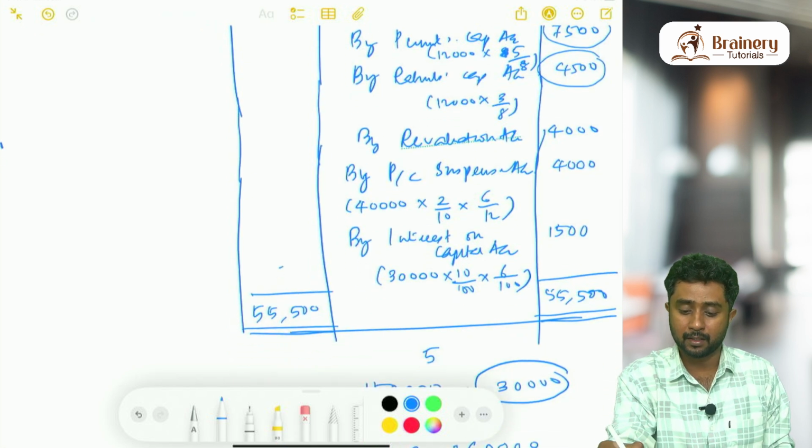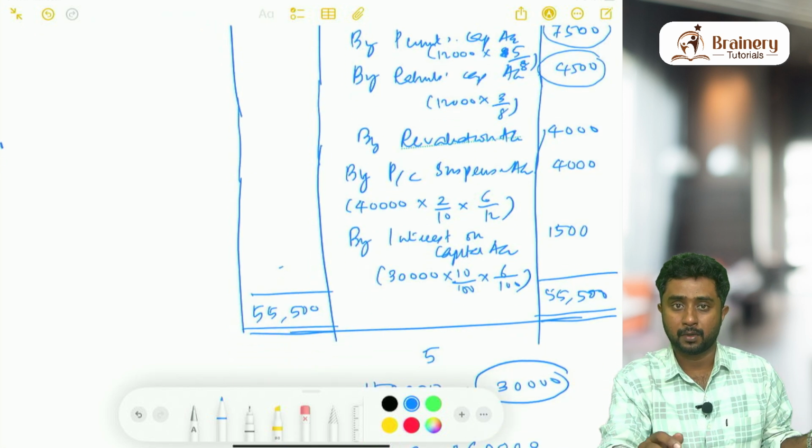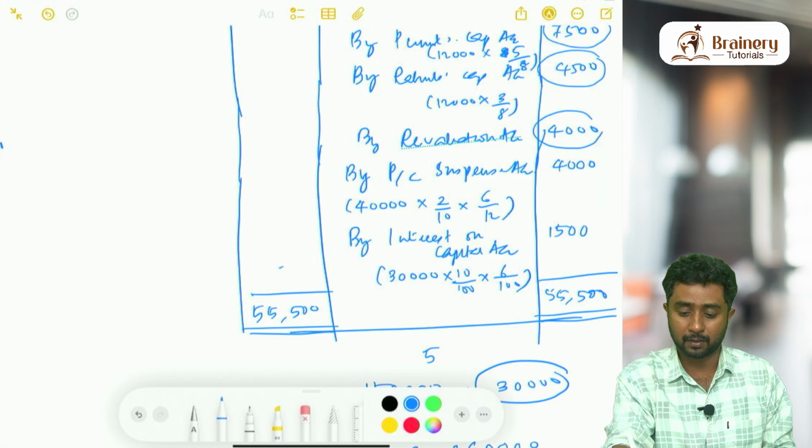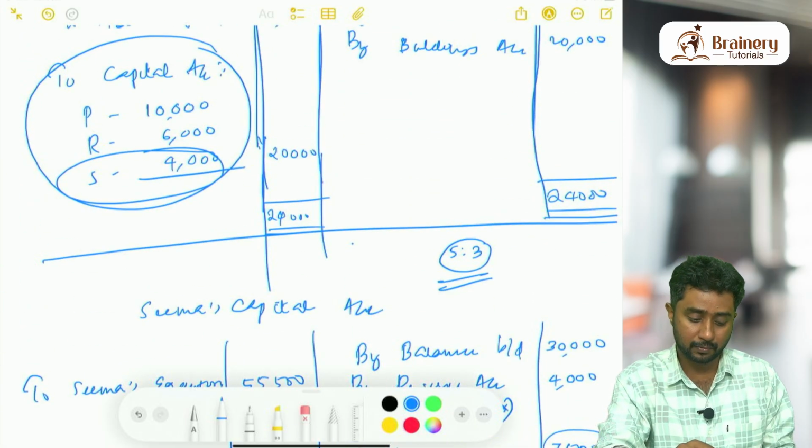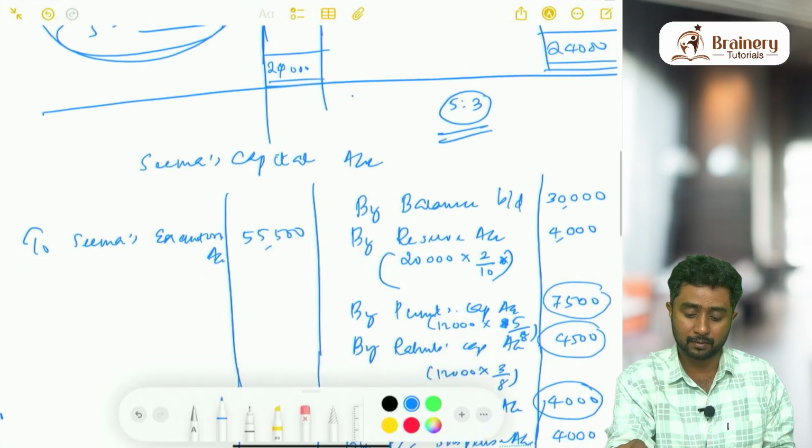Now revaluation account is there. Revaluation account profit we have transferred, 4,000 is there. Revaluation profit already we found. CMA's share of profit was 4,000. We have transferred it here.